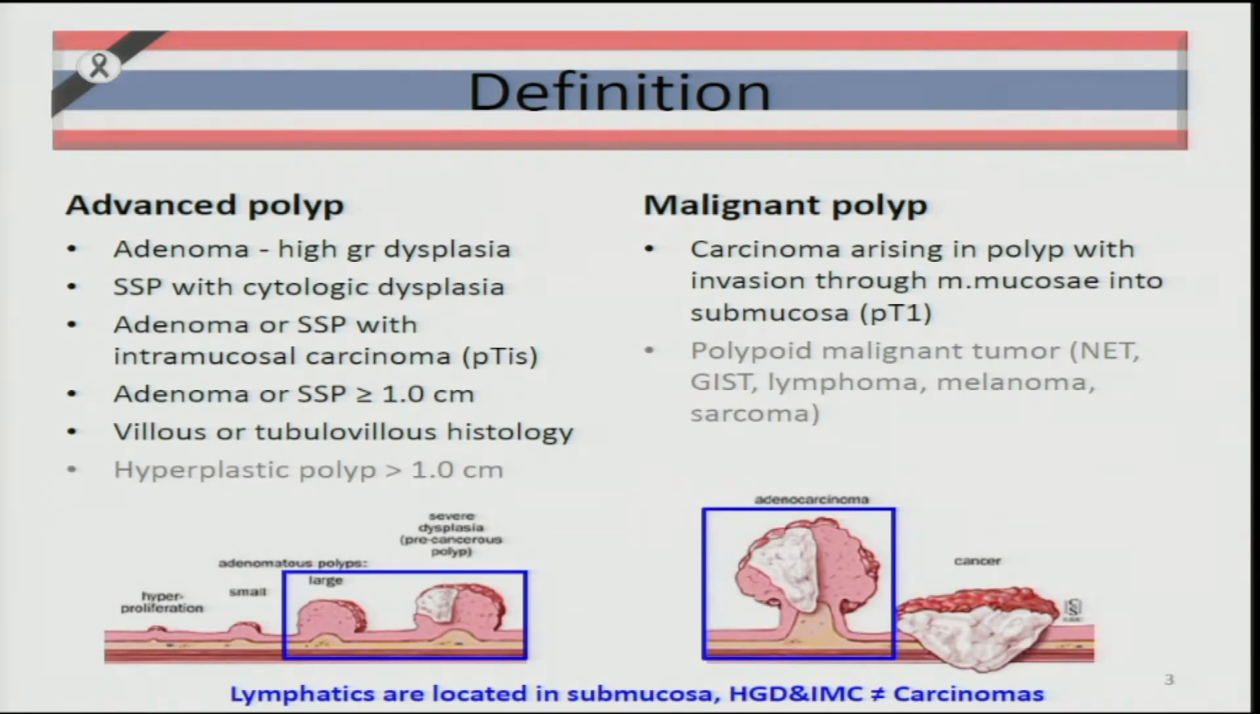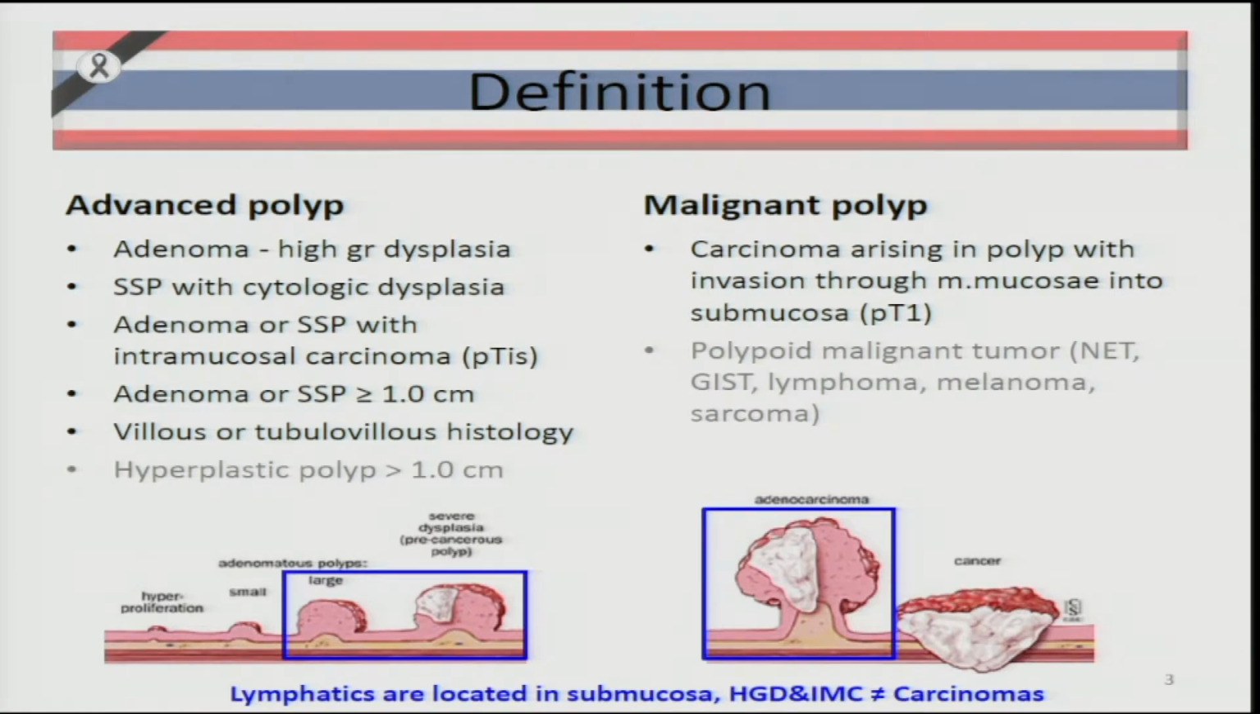I start with definitions first because I've seen a lot of people use advanced polyp like an umbrella term to cover malignant polyp, but in fact advanced polyp means the pre-malignant polyp, which includes adenoma with high-grade dysplasia or with intramucosal carcinoma, SSP with cytologic dysplasia with or without intramucosal carcinoma, and large adenoma or SSP. Any adenoma with a villous component would be an advanced polyp too.